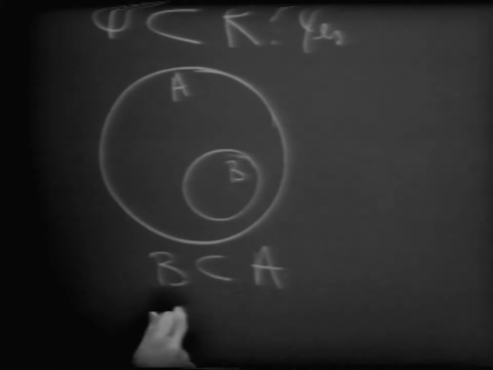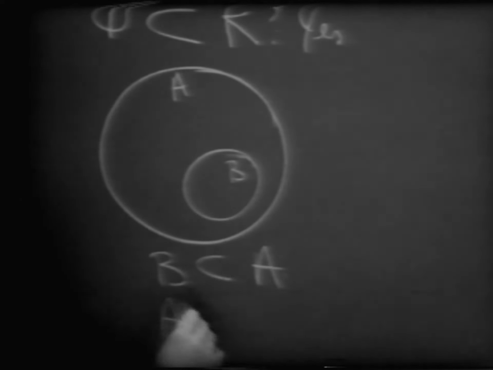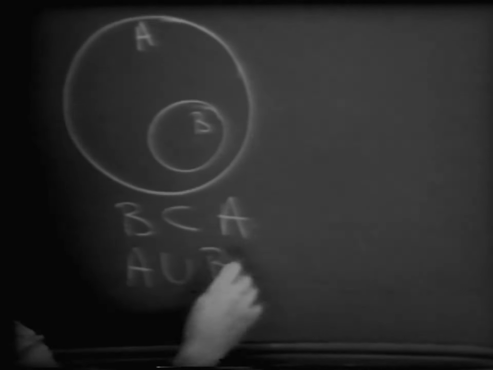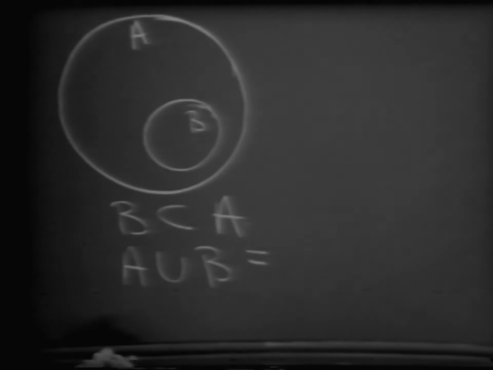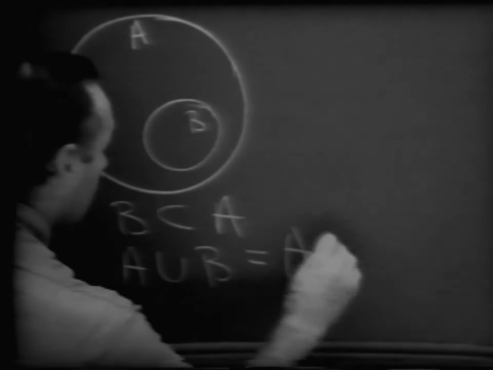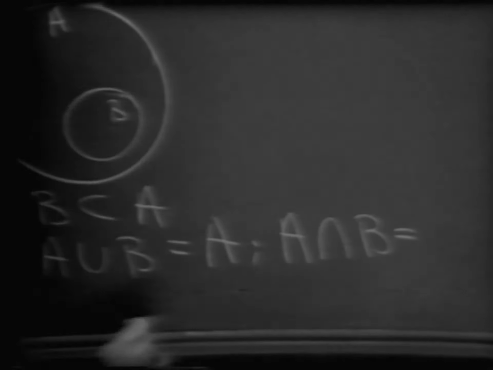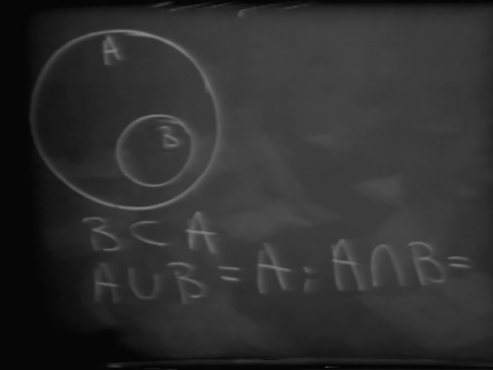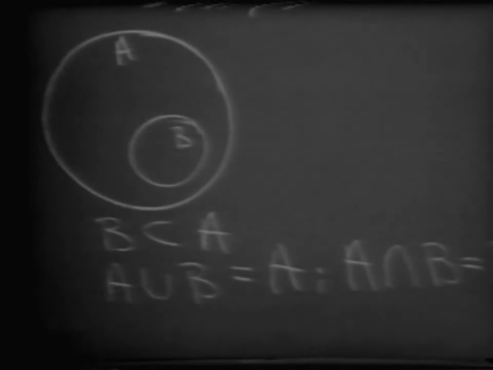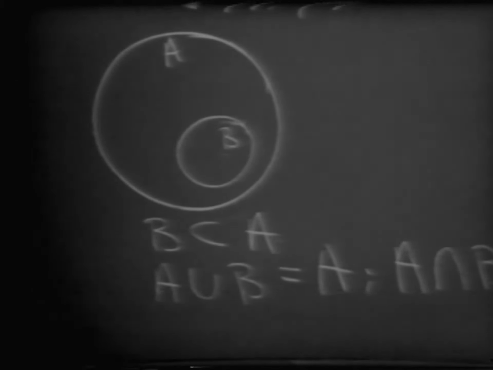Now, in the case that we have here, again, what can we say about A union B? What would A union B be equal to in the picture that we have here? Brenda says this is equal to the set A. Does everybody agree with that? Okay. What do you think you can say about the set A intersection B, as given in the picture that we have here? And Mary Lou says this is equal to the set B. Is that right?